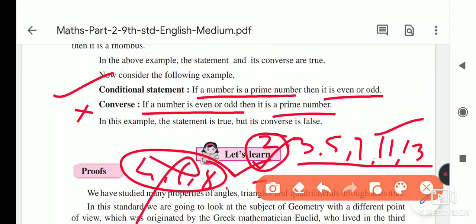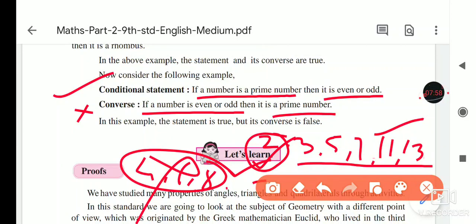So for this statement, what happens? Its conditional statement is, if a number is a prime, then the number is odd or even. But its converse, if a number is even or odd, then it is a prime number, is a wrong statement. From this we understand that conditional statements are true, but it is not necessary that the converse is also true. So for this statement, its converse is false.